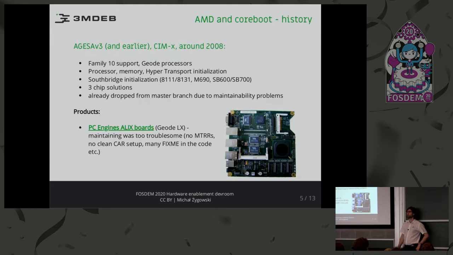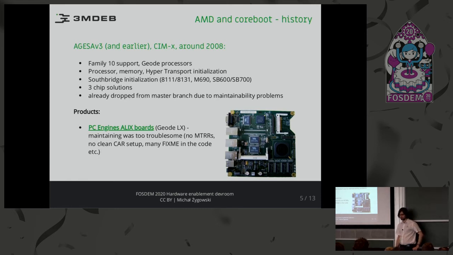The beginning of AMD cooperation with coreboot began around 2007, 2008, where AMD contributed the AGESA code that supported some family 10 processors and some Geode processors. What was this code responsible for? Mainly processor and memory initialization and HyperTransport initialization. HyperTransport is the interface that links, for example, multiple processor sockets on the mainboard.